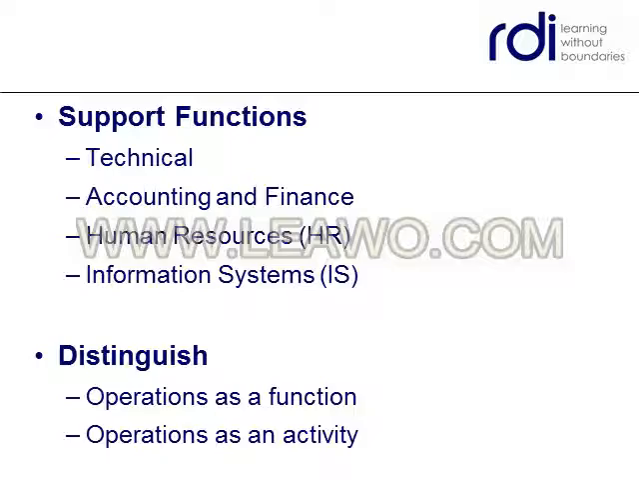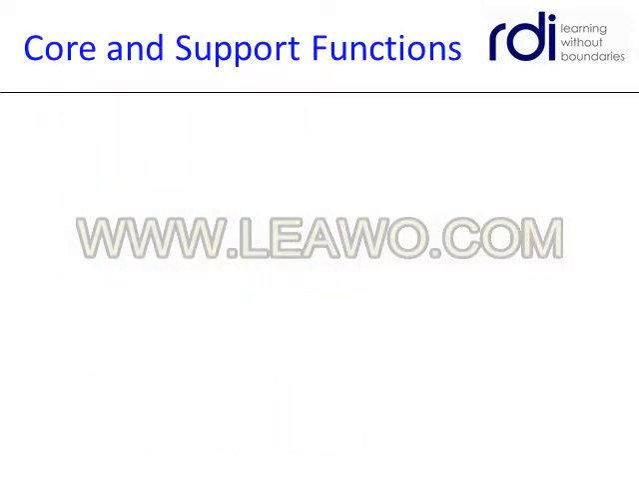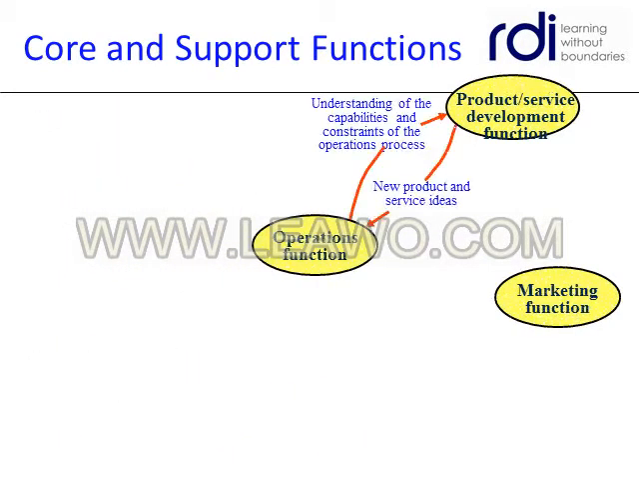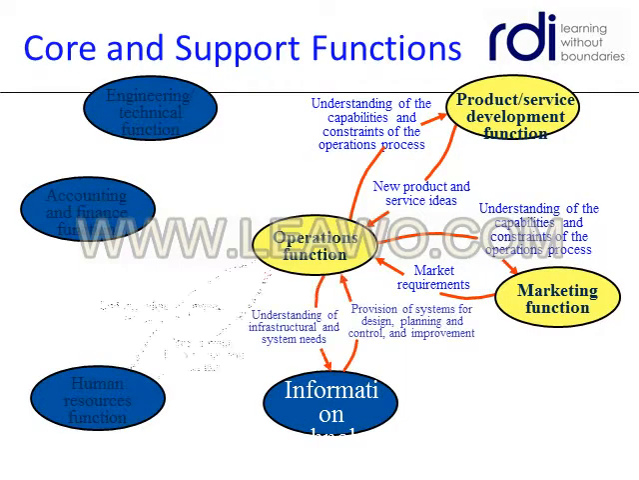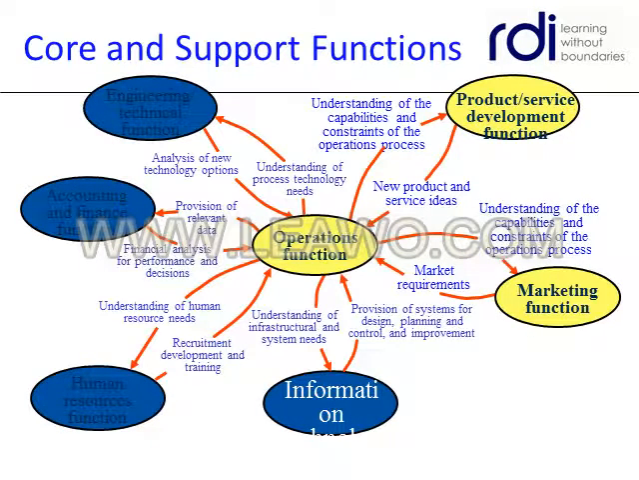Slack also makes a distinction between operations as a function and therefore comprising a particular and important part of the business, and operations as an activity, managing the processes in any part of the organization. The interaction of both core and the support functions are identified on this slide. Study this slide to reflect on the relationships between operations and each of the other functions.